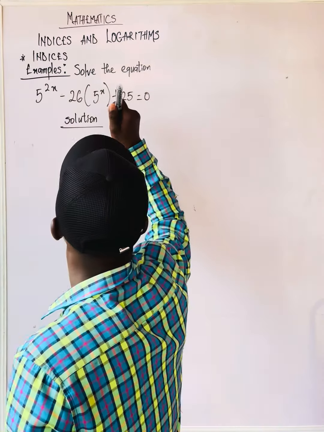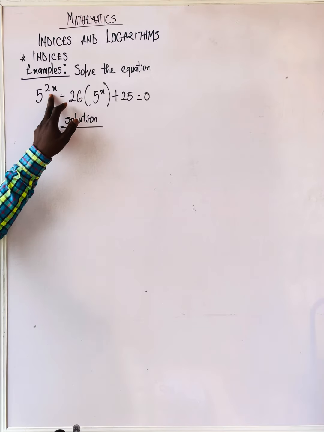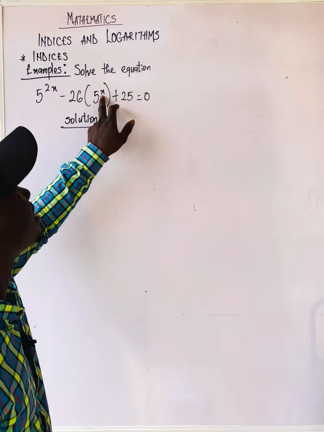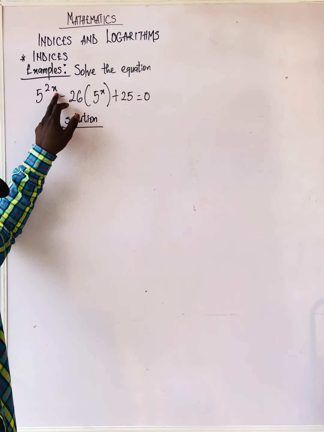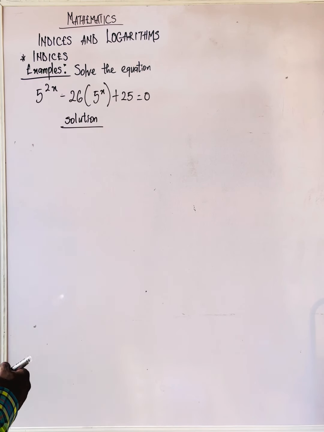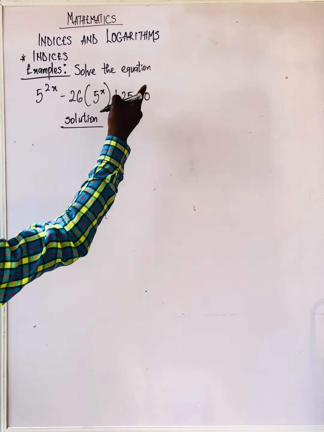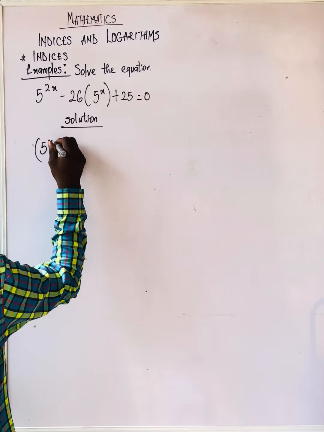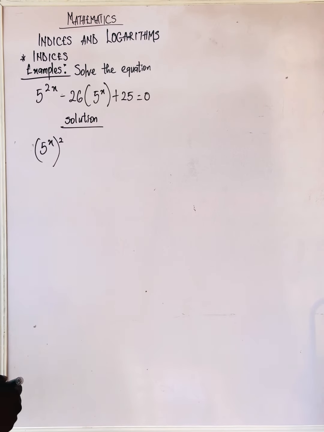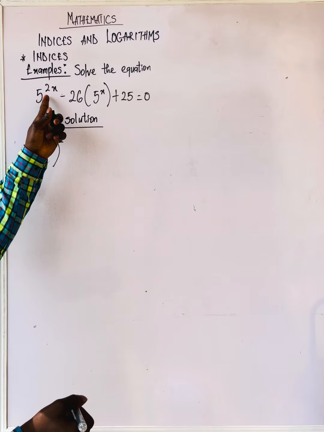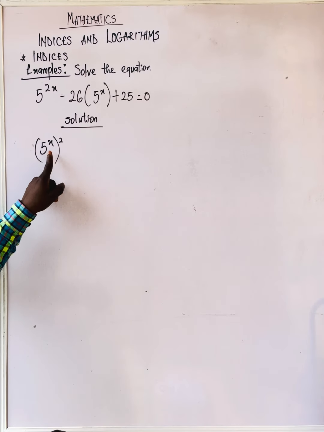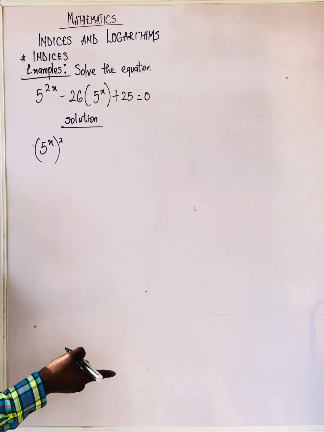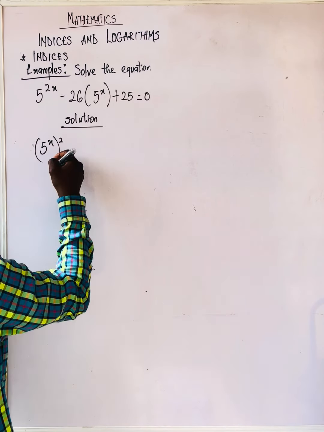The question says, solve the equation 5 to the power of 2x minus 26 into bracket 5 to the power of x plus 25 equals 0. This is x, so please don't mind my handwriting. When we have something like this, I can write 5 to the power of 2x as 5 to the power of x, all squared. The x times 2 still goes back to 2x. Is it not still the same thing? So it's still the same thing.